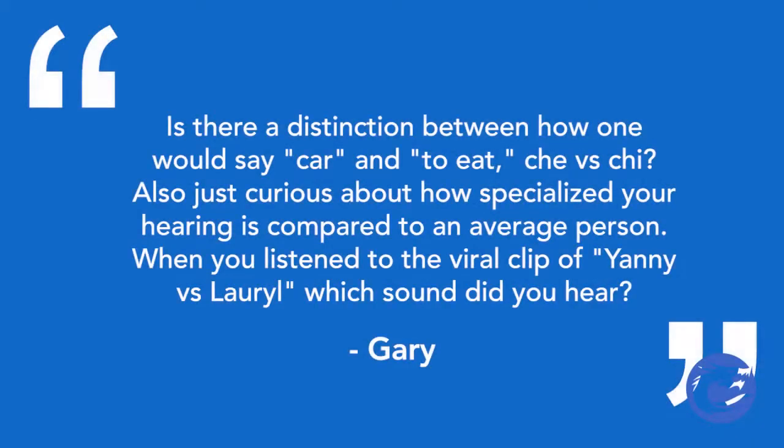Okay, so next we have an email from Gary. And I liked this email. It was kind of interesting. So he says, "Good morning. I do apologize if you have covered this already because I will be starting the course today. But is there a distinction between how one would say car and to eat? CHE versus CHI." And so car is chē and eat is chī.